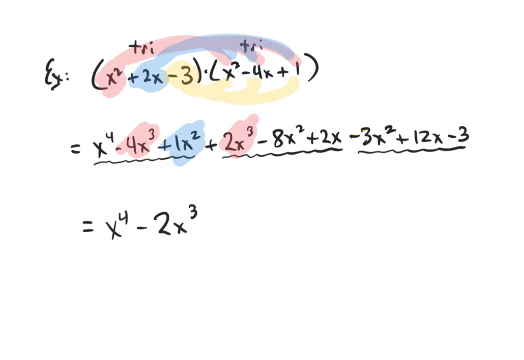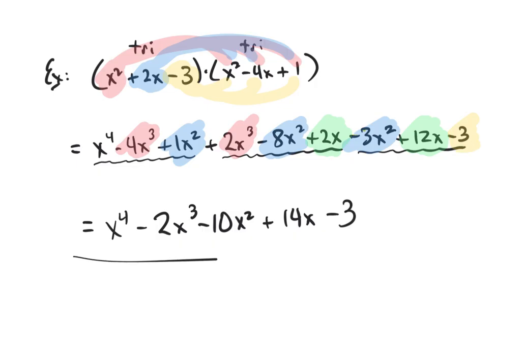Then I have an x squared, an x squared, and an x squared. So I can put all three of those together. 1 minus 8 is negative 7. Negative 7 minus 3 is negative 10 of those. And then I've got an x to the 1st and an x to the 1st. So 2 plus 12 is 14 of those. And finally, we have one plain old number on the end, minus 3.